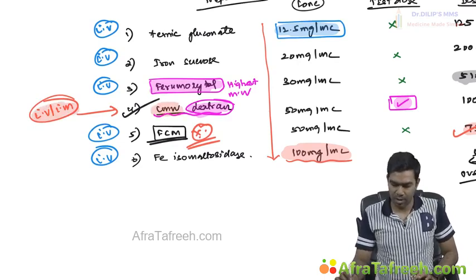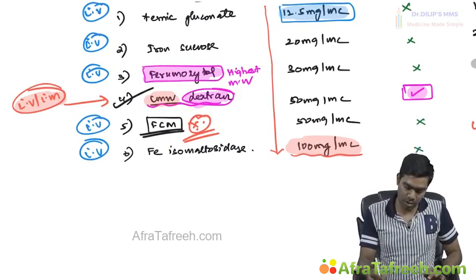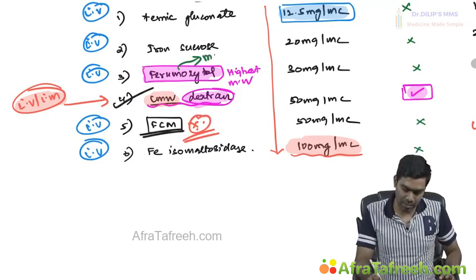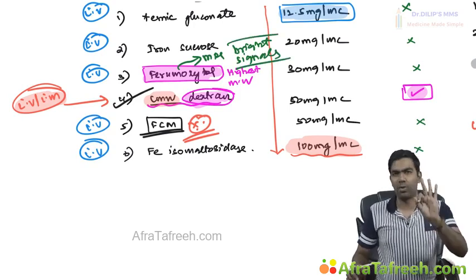At the same time, one more important thing to understand is about ferrumoxytol. The interesting thing is it might result in bright signals in MRI, up to 3 months after giving ferrumoxytol. You might see small spotty bright signals in the body on MRI.